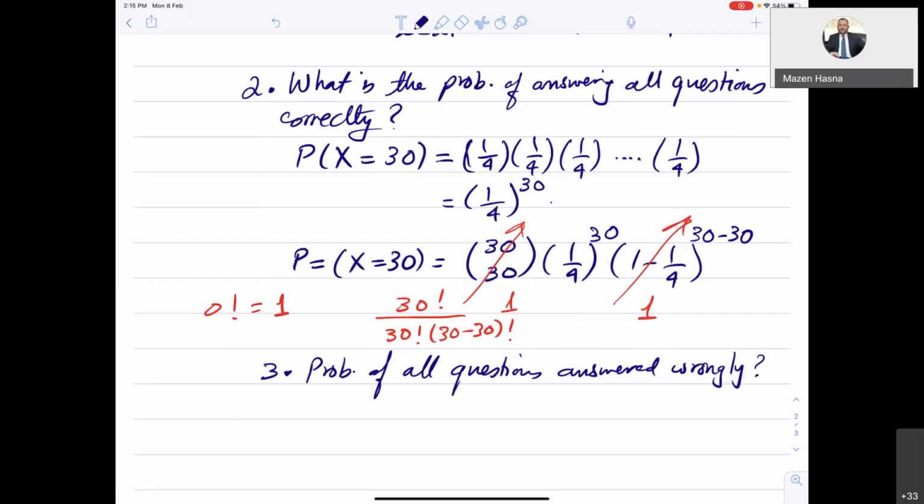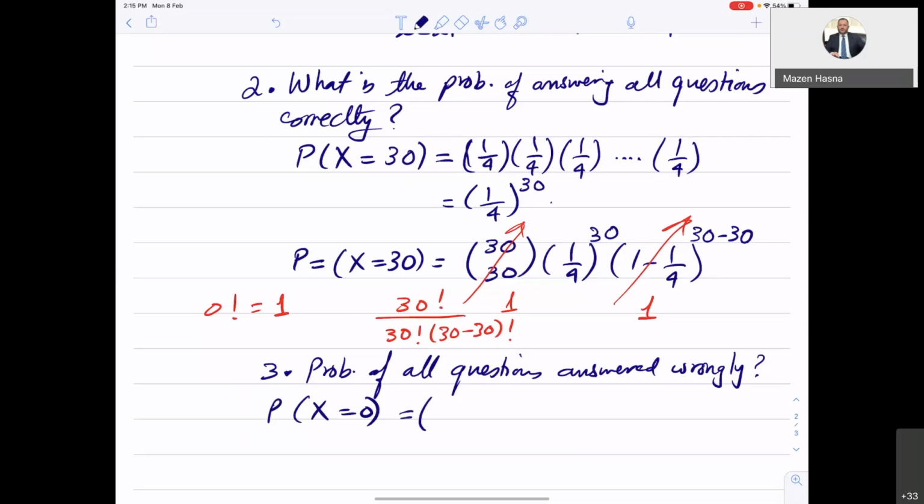The complement of all correct is the event that at least 1 is wrong. So it means 1 is wrong, or 2 is wrong, or 3 are wrong, or 4 are wrong, or 5. So it will count all other scenarios. But here I'm asking the probability of all questions answered wrongly. So the probability of x equals 0.